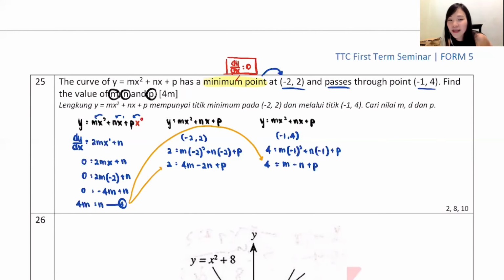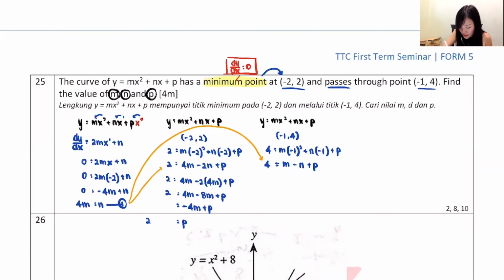Isn't it that I can sub my equation 1 back into these two to make the unknowns fewer? So you can see that 2 equals 4m minus 2, the n will be 4m, plus p. If you sub the orange one inside, your unknowns become fewer. So 4m minus 8m plus p. 4 minus 8, I do it slowly, is negative 4m plus p. From here you will get p equals 2 plus 4m. I think this can be your equation 2.